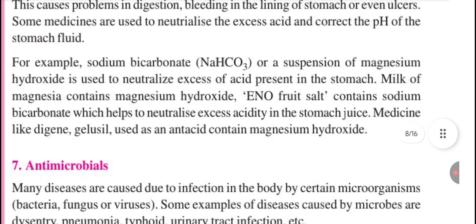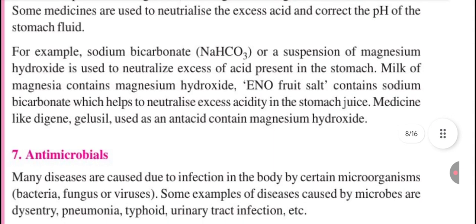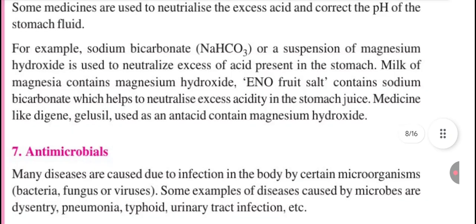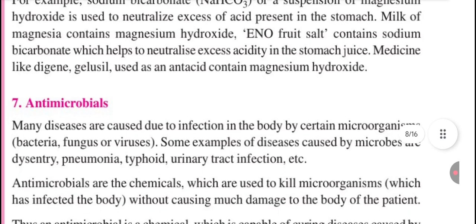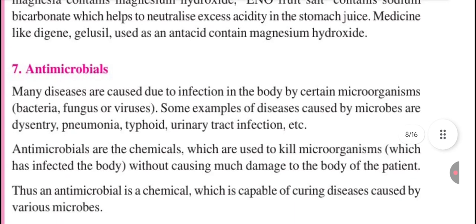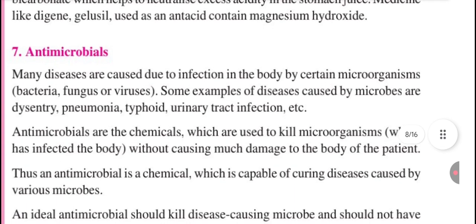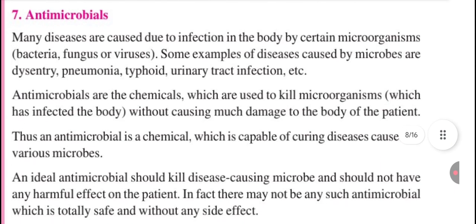Some medicines are used to neutralize the excess acid and correct the pH of the stomach fluid. For example, sodium bicarbonate, NaHCO3, or a suspension of magnesium hydroxide is used to neutralize excess of acid present in the stomach. Milk of magnesia contains magnesium hydroxide. Eno fruit salt contains sodium bicarbonate which helps to neutralize excess acidity in the stomach juice. Medicines like Digene and Gelusil, used as antacids, contain magnesium hydroxide.